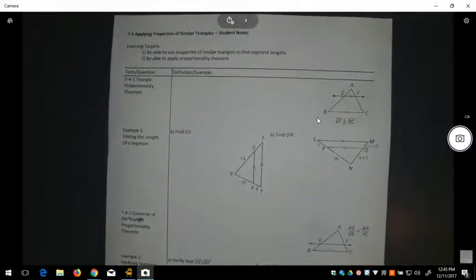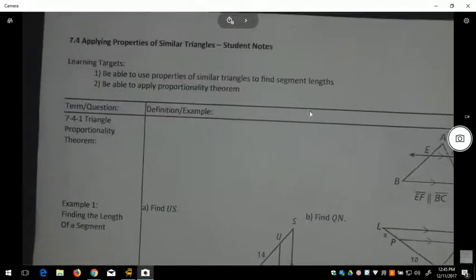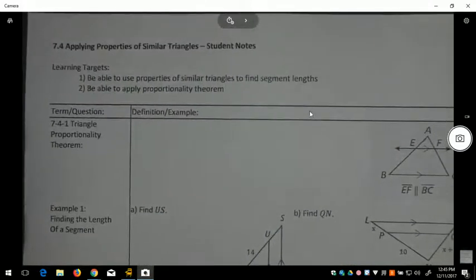Welcome to lesson 7.4, applying properties of similar triangles. The learning targets for this lesson are that you will be able to use properties of similar triangles to find segment lengths and to apply the proportionality theorems. There's actually more than one because of the converse.